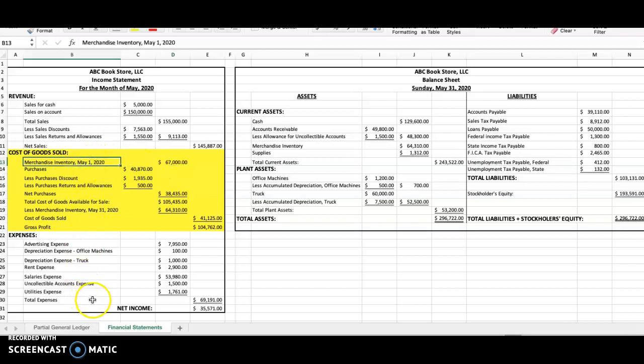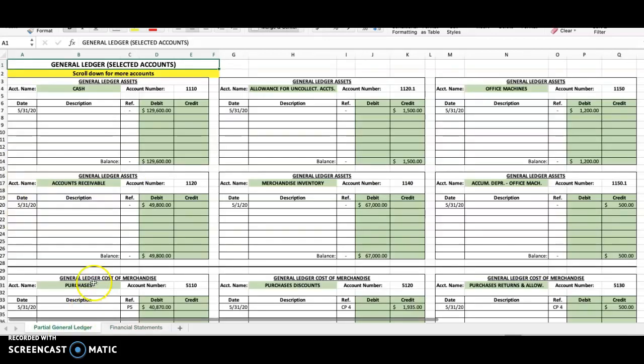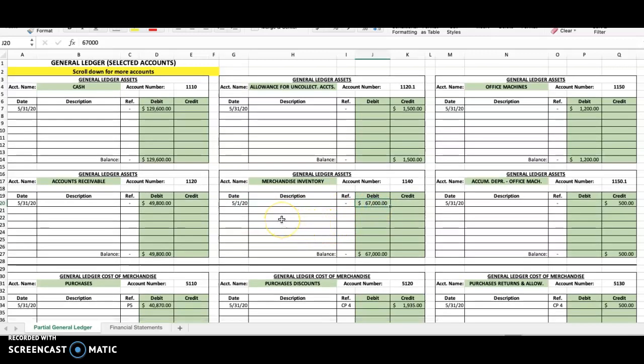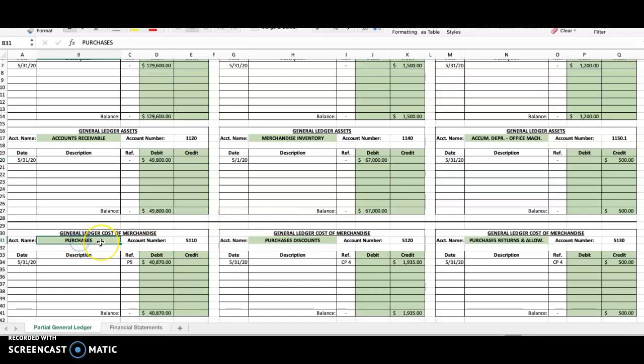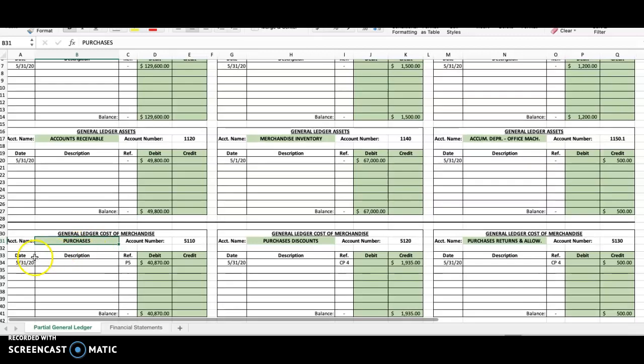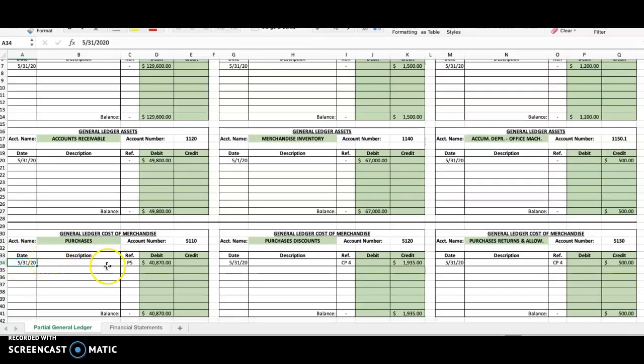If we would go back to the ledger, let's look at the tab at the bottom. This is a partial general ledger. And if we look at this account that I have right in the middle of your screen, merchandise inventory is an asset account, and it is dated May 1, 2020. It has a debit balance of $67,000. We also have this account over here in the section we call cost of merchandise, called purchases. And as of the end of the accounting period, we purchased some merchandise totaling $40,870.